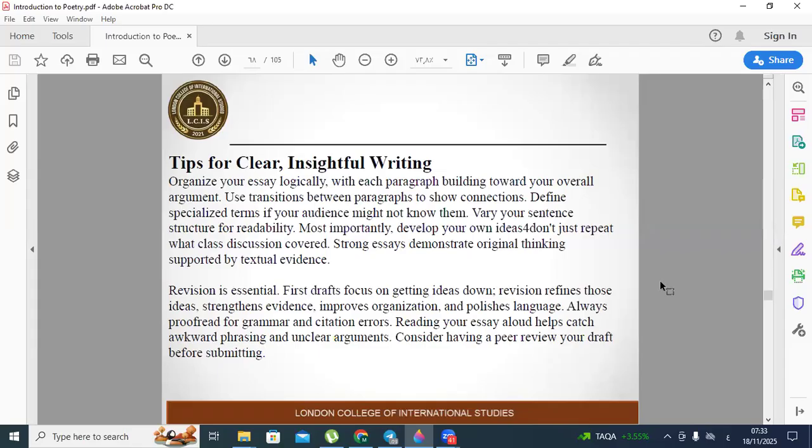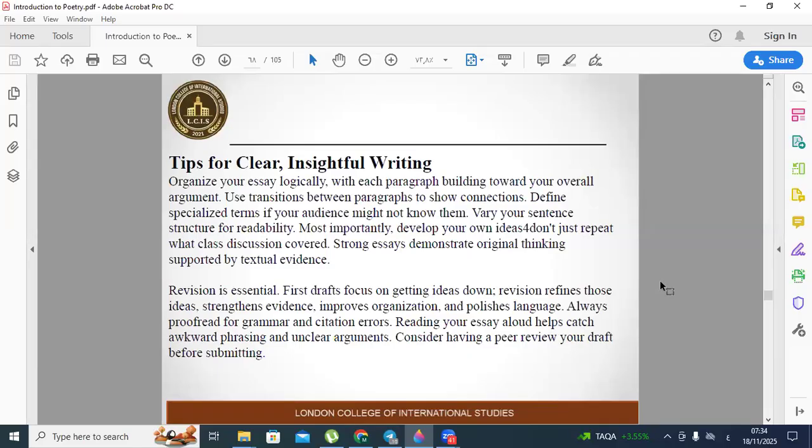Consider having a peer review your draft before submitting. Fresh eyes catch things you miss. Remember, good writing is rewriting. Professional writers revise extensively. You should too.